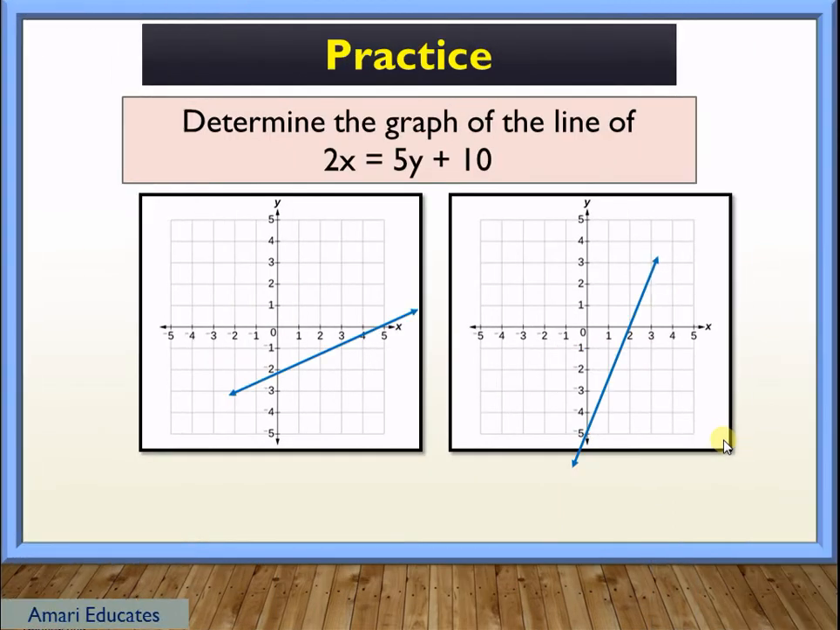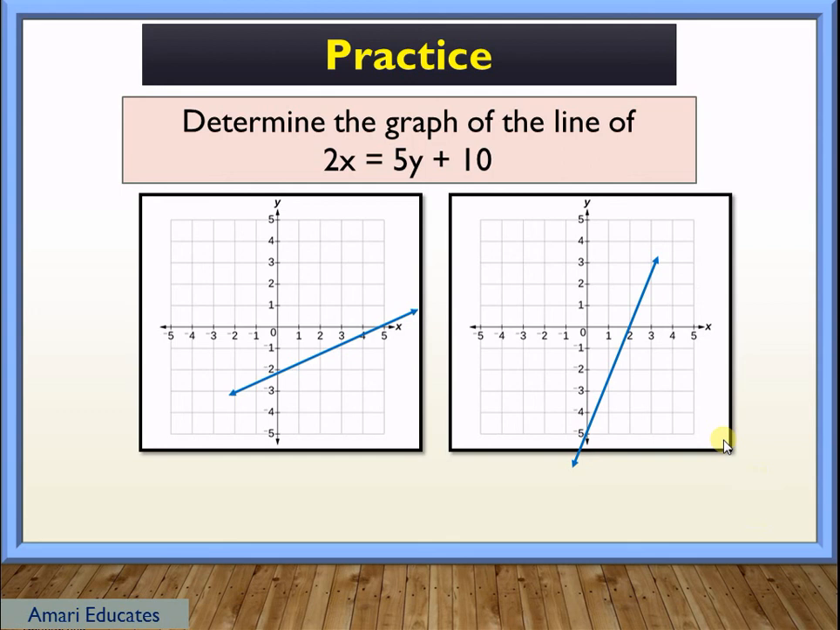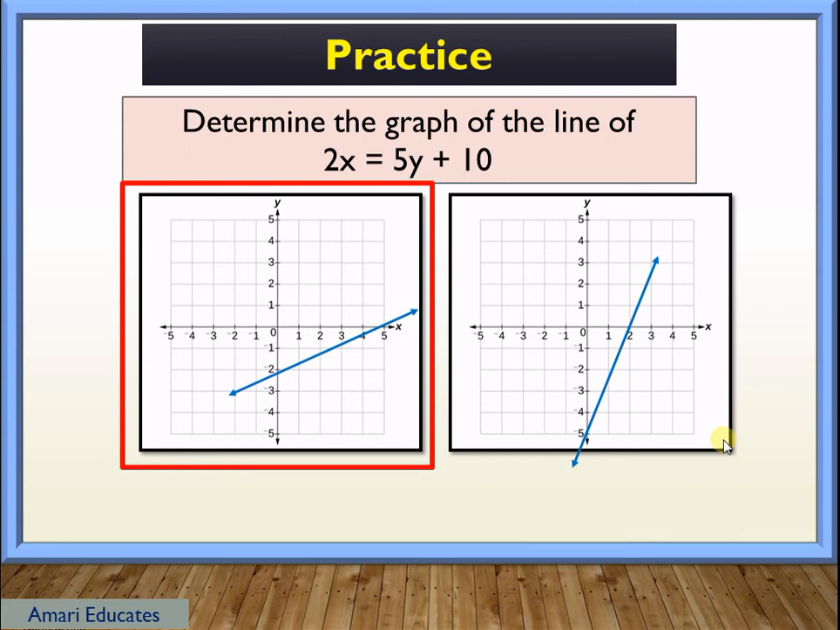Determine the graph of the line of 2x is equal to 5y plus 10. Let us start the time. Time is up, and the correct graph will be the one on the left. Okay, I hope you got all the 4 points and you were able to answer all the questions.